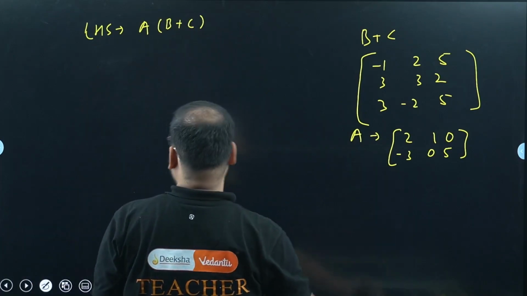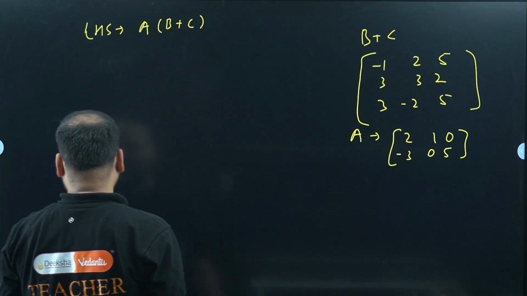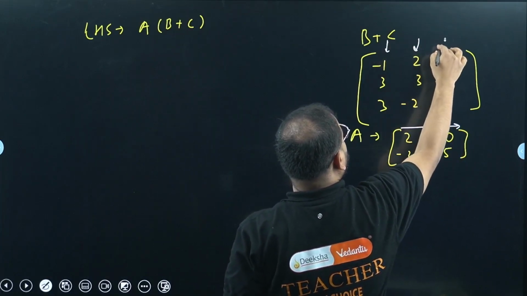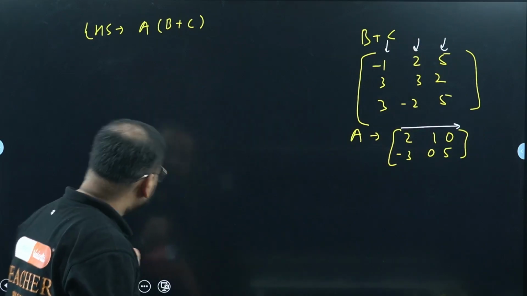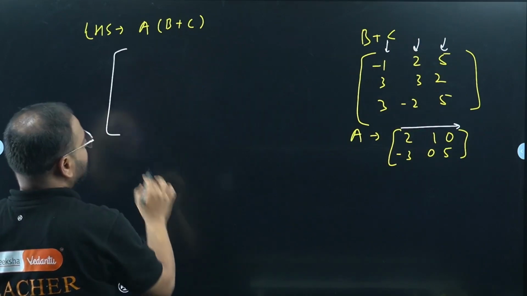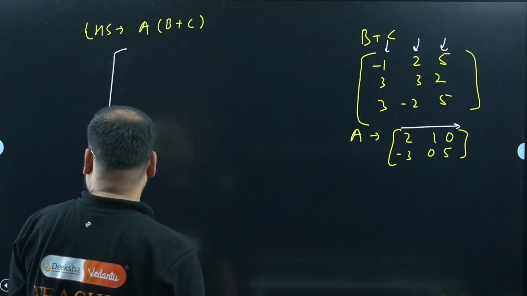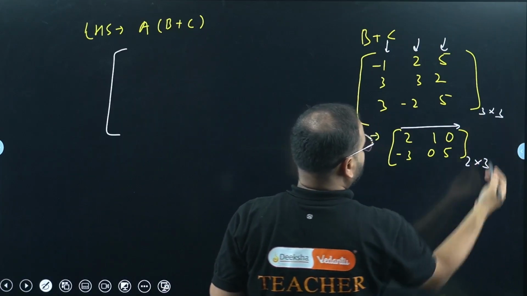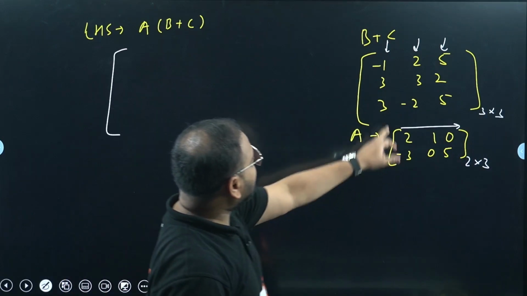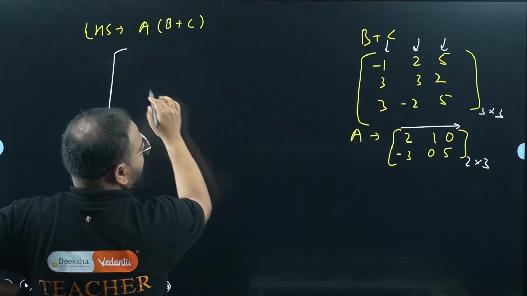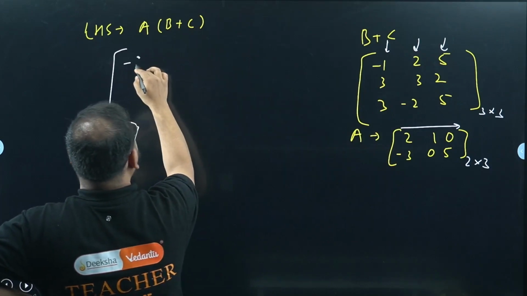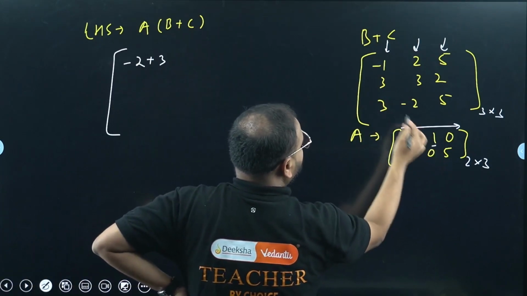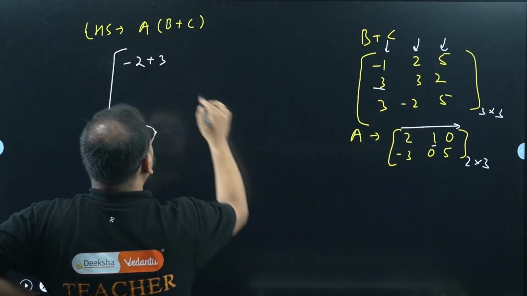Okay, so again we'll take the first row over here and multiply with all these columns one by one. Let's check the orders. This is 2 cross 3 and this is 3 cross 3, so I can do that. 2 times minus 1 is minus 2. 1 times 3 is 3. And 0 times 3 is just 0.